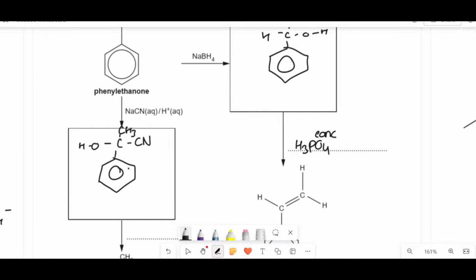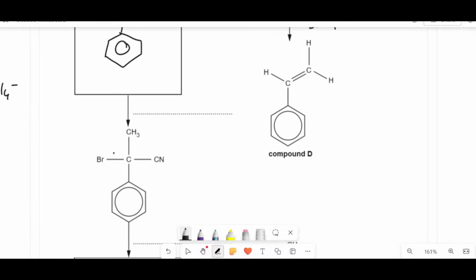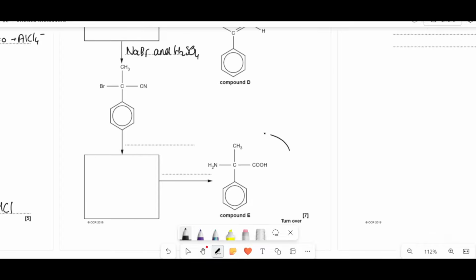Then, for some reason, from here to here, something's changed. The only thing that's changed is that OH has now been swapped for a Br. So we have a nucleophilic substitution reaction where a Br minus swaps around. But in this one, you have to add a couple of bits and bobs. So you've got to have NaBr, and you have to have an acid of some sort, like H2SO4. There you go.